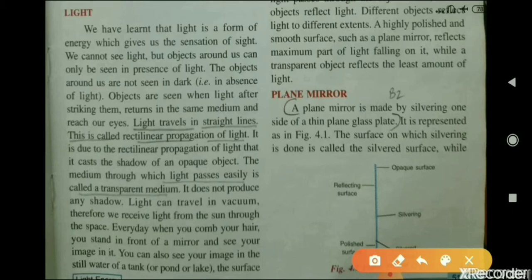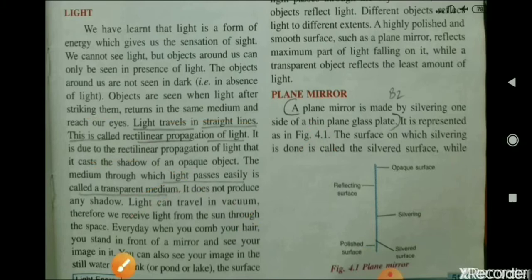So objects are seen when light, after striking them, returns back to us in the same medium and reaches our eyes. Means when a light ray from any source of light falls on a particular object, and this light reflects back and reaches our eyes, then only we are able to see this object in the presence of light.